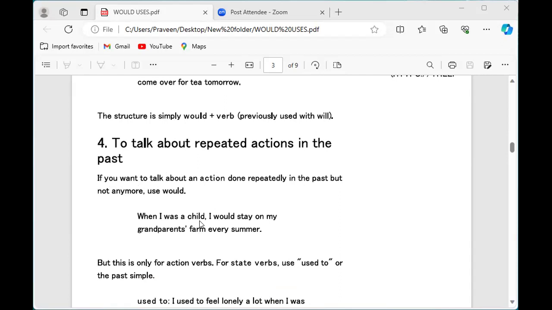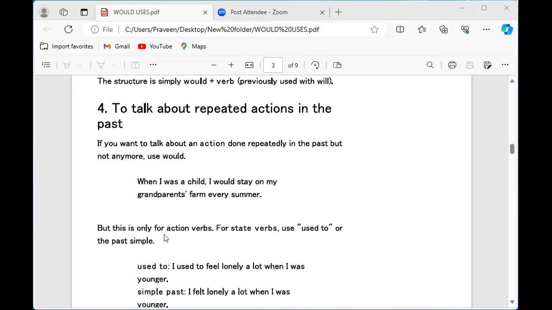Like, when I was a child, I would stay on my grandparents' farm every summer. That person, when that person was a child, during every summer, he used to go to his grandparents' house. That is what it means. But this is only for action verbs. For state verbs, use used to or the past simple.